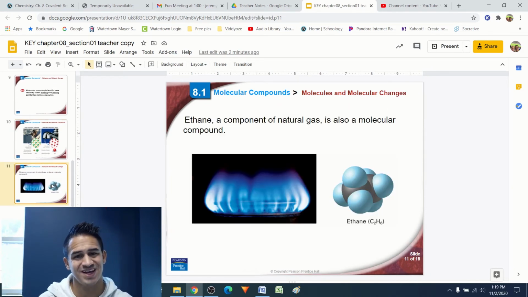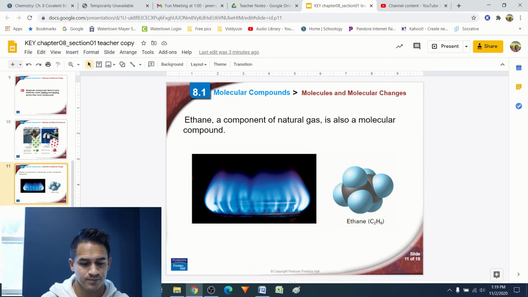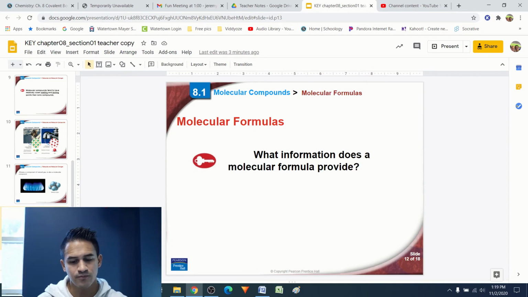Here's another one, ethane, which is a component of natural gas, as a molecular compound. It's a bunch of carbon and hydrogens. And again, the molecule looks like this. Then propane gas or ethane gas would be a bunch of these molecules all kind of floating around nearby each other. Okay, so lots of different types of compounds here.